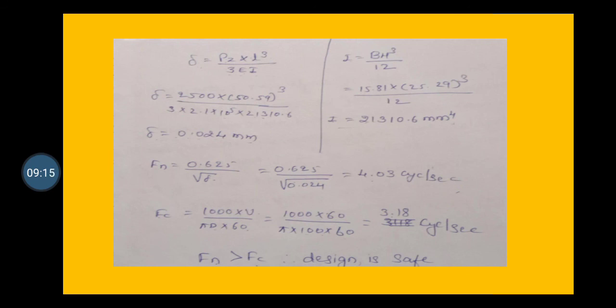0.024 mm. Next, to find the natural frequency, Fn is equal to 0.625 divided by the square root of delta, 0.625 divided by the square root of 0.024. Deflection is 0.024, and the answer is 4.03 cycles per second. Cutting frequency Fc is equal to 1000 into V divided by pi D into 60, that is 1000 into speed 60 divided by pi, diameter 100, and 60. That is 3.18 cycles per second. Natural frequency is greater than cutting frequency, so the design is safe.